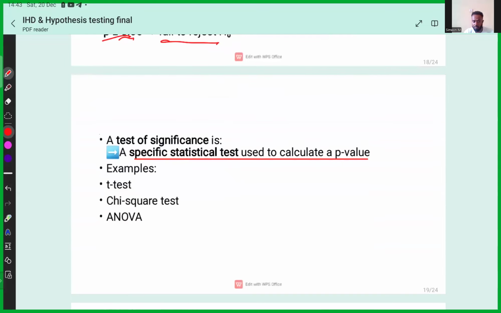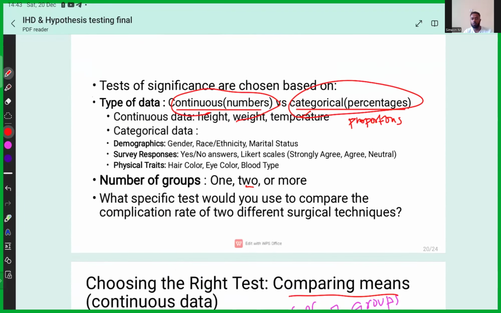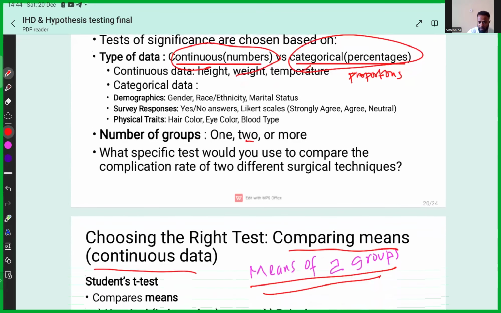So there are different tests to calculate the p-value, and we will see them one by one. How do we choose our test of significance to calculate the p-value? It depends on the type of data. Is it continuous data or categorical data? Continuous data such as height, weight, and temperature are in numbers. The categorical data, however, are reported as percentages or proportions. The second factor is the number of groups we are comparing. Are we comparing two groups or more? Those are the factors which affect our choice.